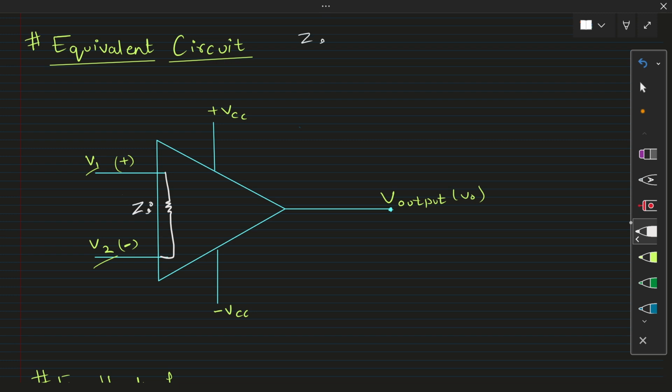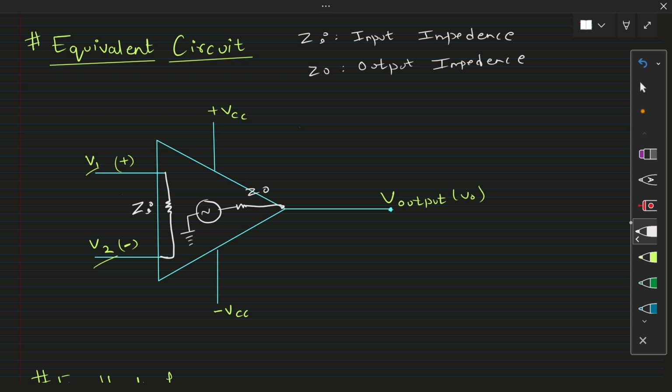Here ZI is basically the input impedance, and similarly for the output, we have Z0. Z0 is basically the output impedance, right? And let's say this is our equivalent voltage source, and this is ground. This equivalent voltage source value is basically A times VID, and VID is basically this voltage, which is V1 minus V2.